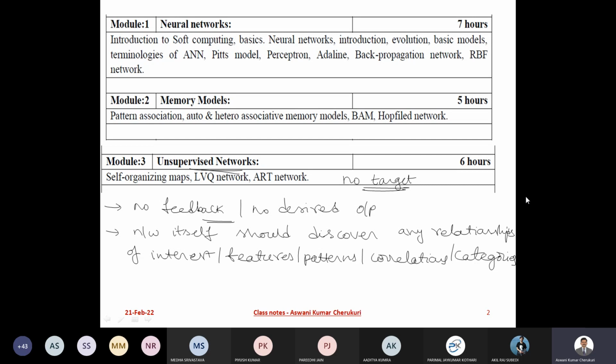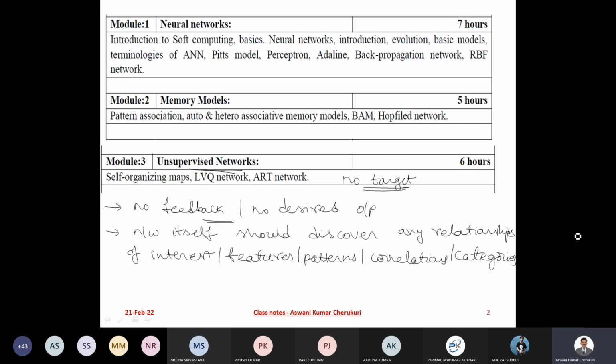What is the criteria when it comes to forming the group or forming a cluster or forming a category? The point is that if you observe what I have written on the slide, the network itself should discover the relationships of interest. I just said what?